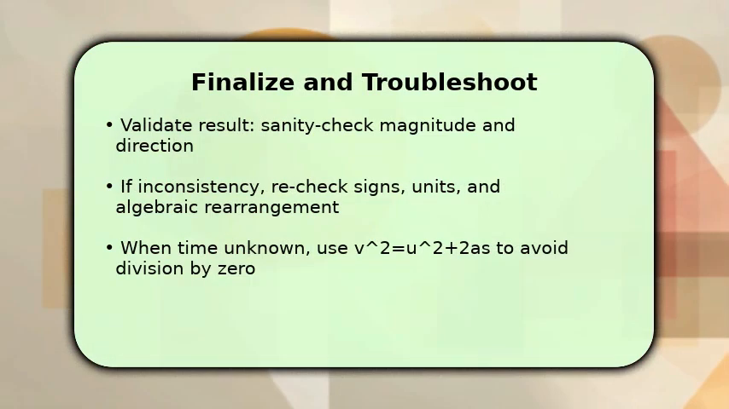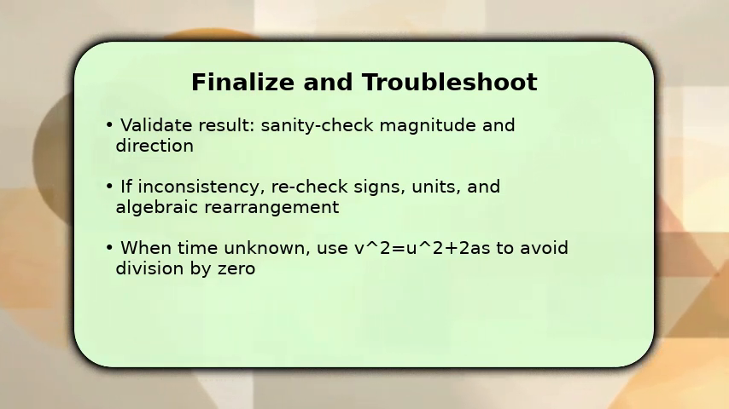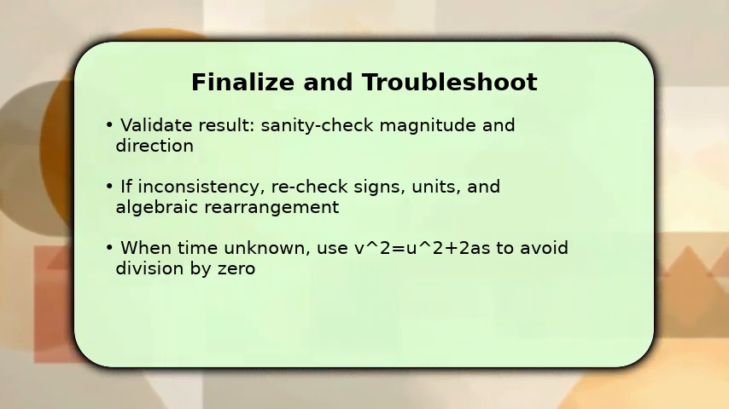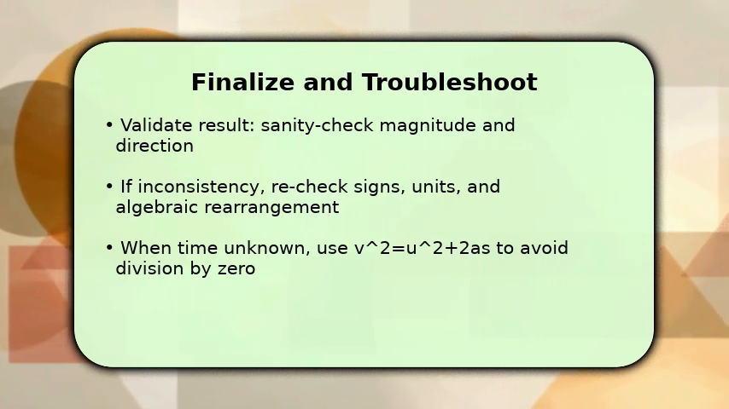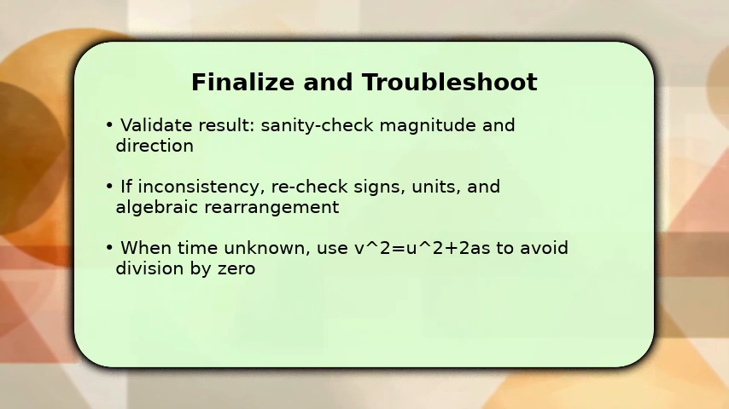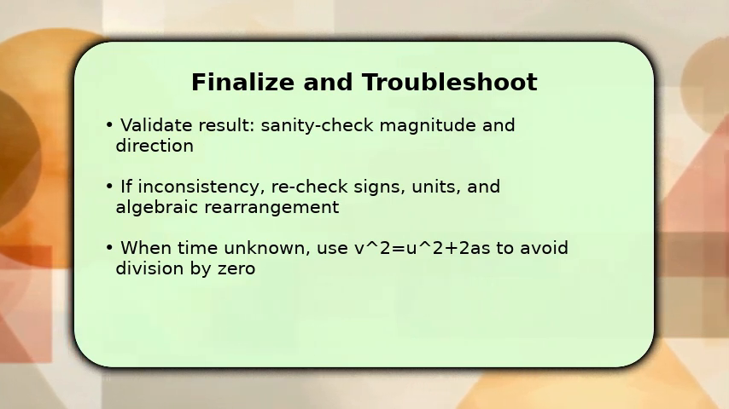You're ready to finalize. Compare the computed value to expected behavior: speeds should be non-negative in magnitude, and displacement direction should match signs. If the result looks wrong, recheck algebraic steps, unit conversion, and sign conventions. Common mistakes include mixing kilometers with meters or dropping a negative sign.